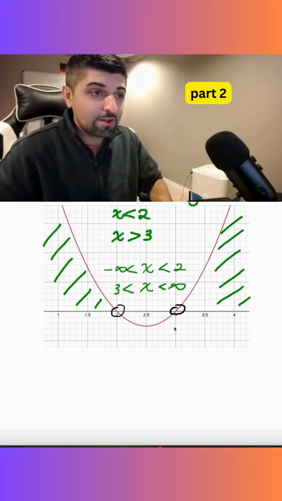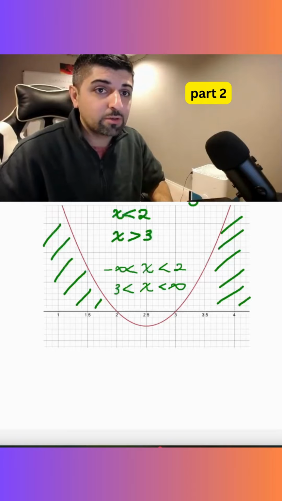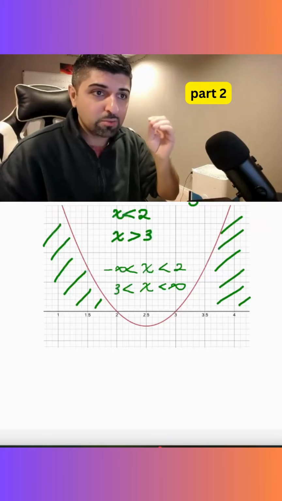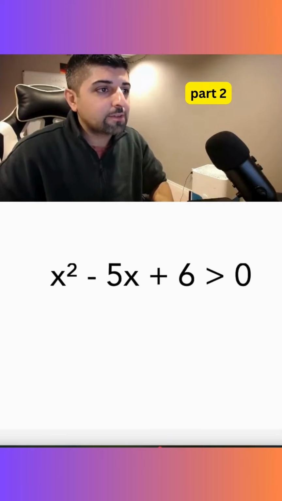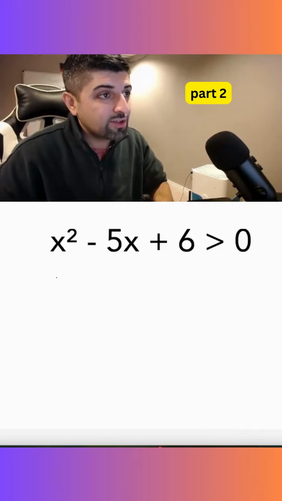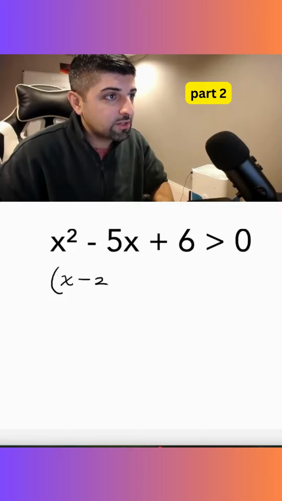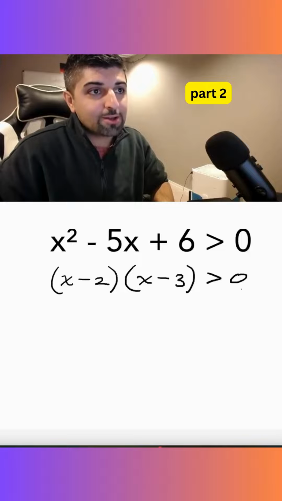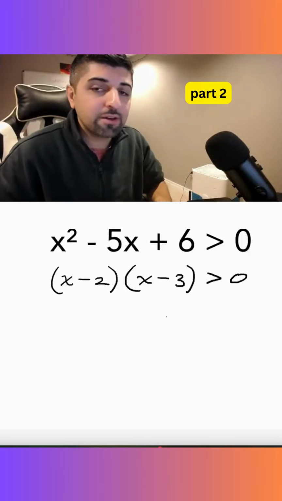the x-axis, are incredibly important for determining where a quadratic goes above or below, right? It's like the boundary point. So I need to factor this. And if I factor this, I need two numbers that add to -5 but multiply to +6. Those two numbers are, of course, -2 and -3. That's why I got 2 and 3 up above in that graph.